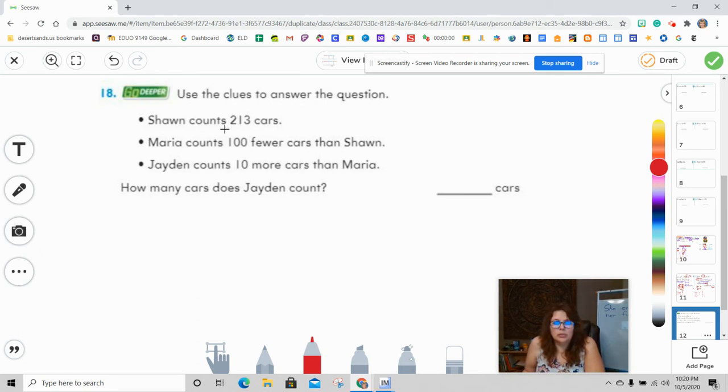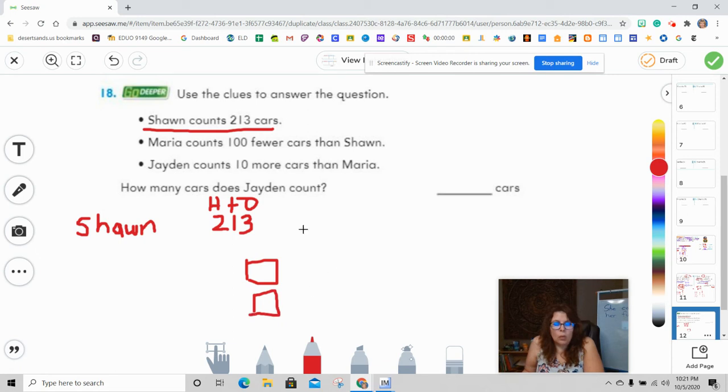Okay, Sean counts 213 cars. So that information I know. So I'm going to put Sean. I already know what Sean counted. I know it's not correct, but it's hard to write with the mouse. So he has 213 cars that he counts. So I'm going to draw HTO, and I'm going to draw a picture. That means 2 hundreds, 1 ten, and 3 ones. 1, 2, and 3.